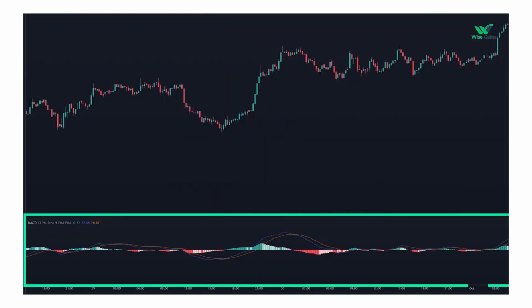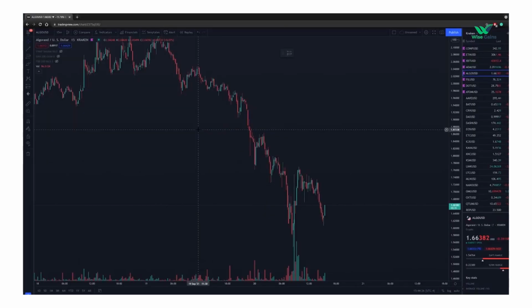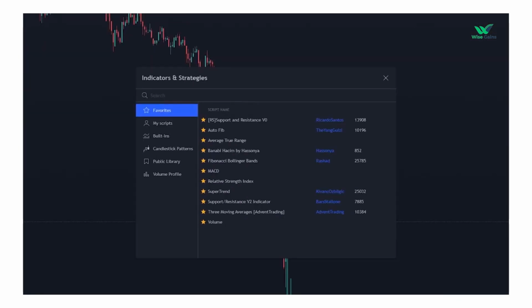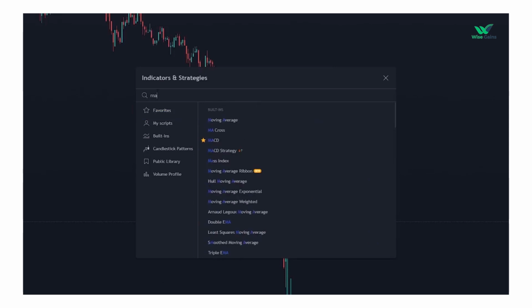Let's add the MACD indicator to our chart. Step 1. Go to TradingView or whatever chart website you prefer. Step 2. Then go to the Indicators tab. Step 3. Search MACD and click the top one.